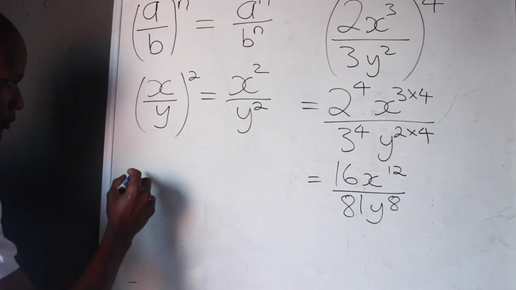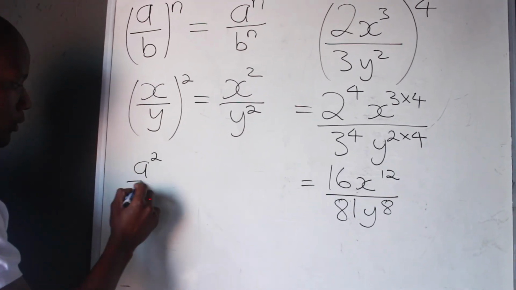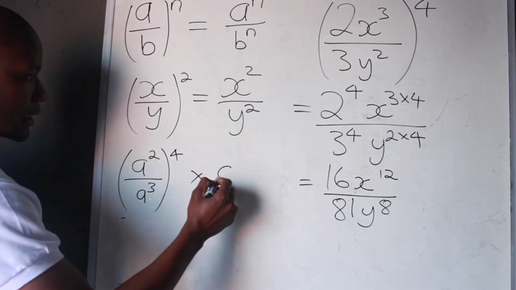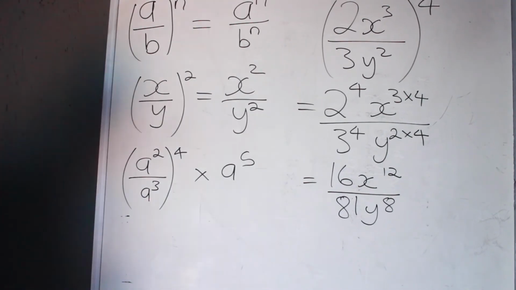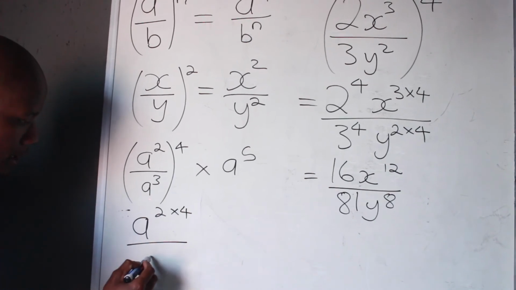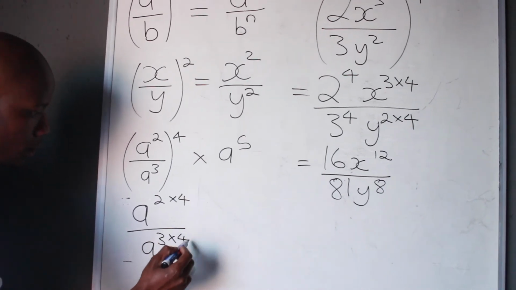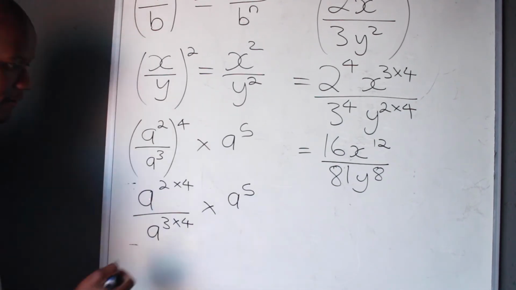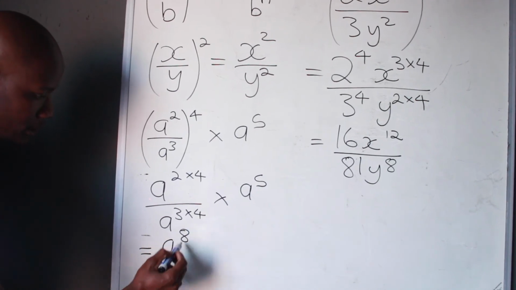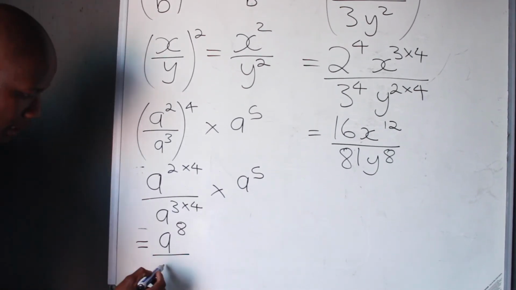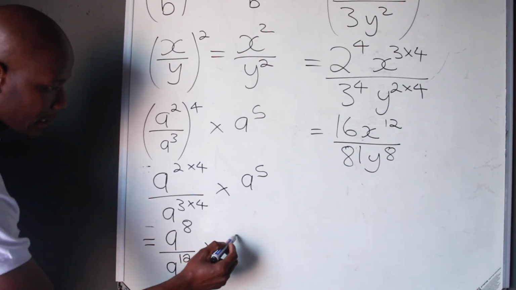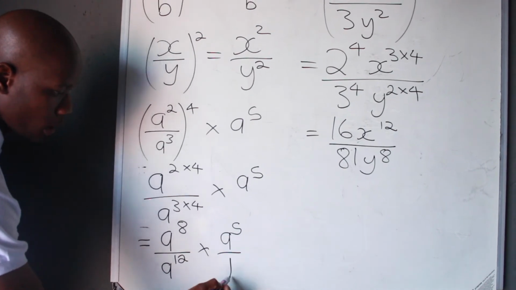So if we are given a to the power 2 over a to the power 3 all raised to the power 4 multiplied by a to the power 5, is going to be a to the power 2 times 4 over a to the power 3 times 4 multiplied by a to the power 5. So 2 times 4 is a to the power 8 over 3 times 4 is a to the power 12 multiplied by a to the power 5 over 1.